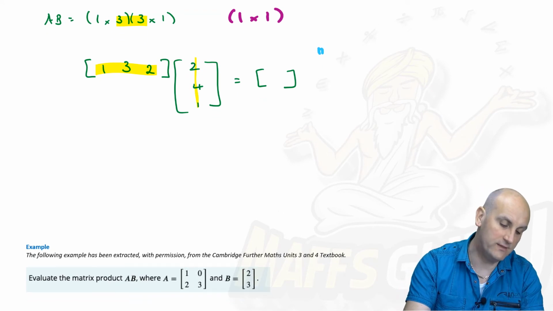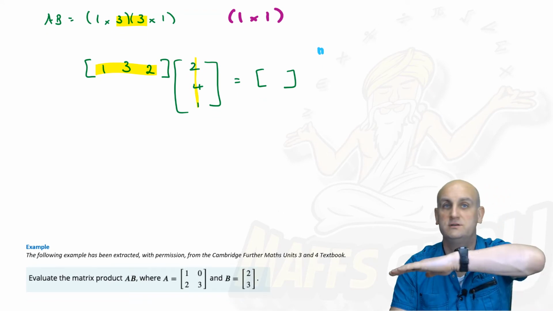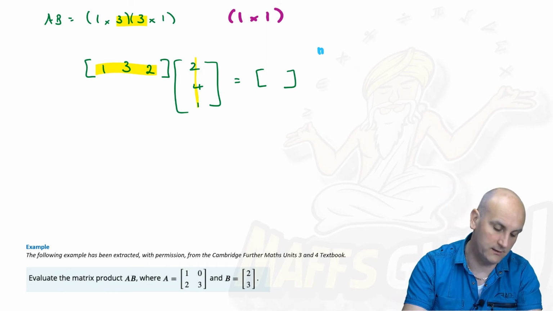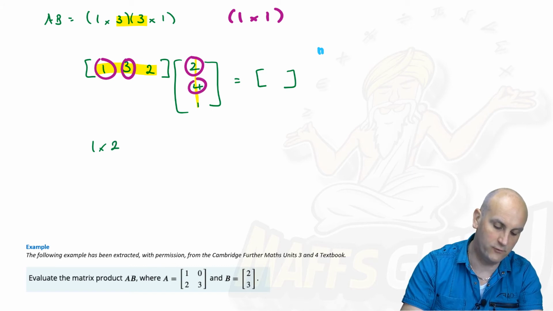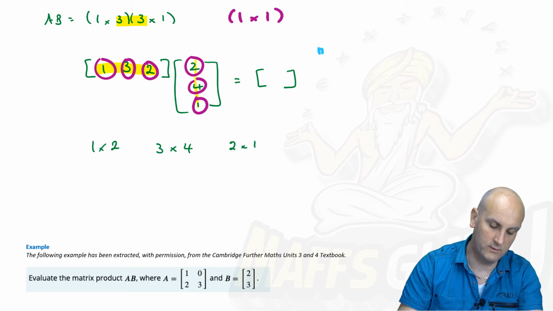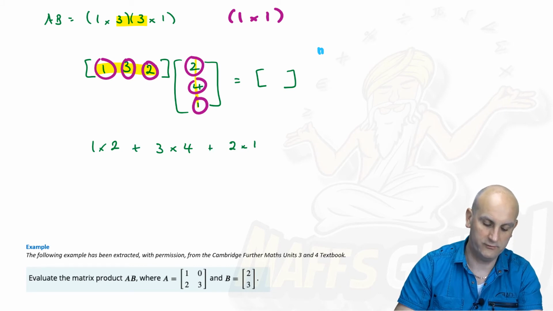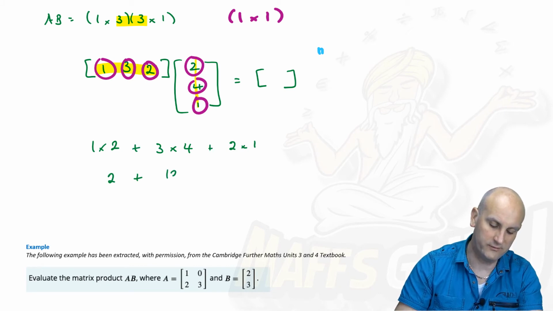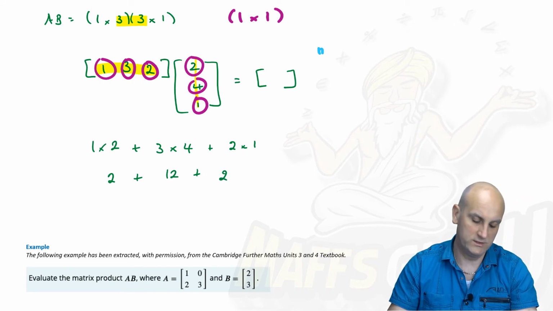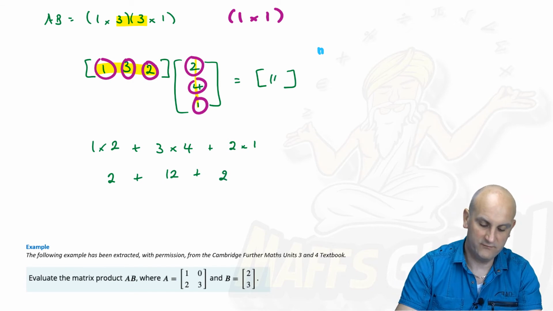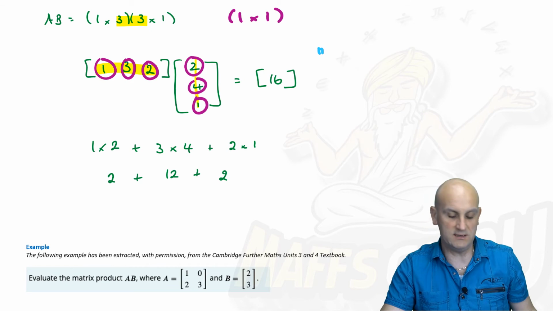So we now pair the numbers together. As you move across the row, you move down the column. And so what do we have? 1 and 2 get paired together, so that's going to be 1 times 2. The 3 and the 4 get paired together, 3 times 4. And then the 2 and the 1 get paired together, 2 times 1. And then remember, you add all those results together. So we get 2 plus 12 plus 2, which gives me 12, 13, 14, 15, and 16 as my final answer.